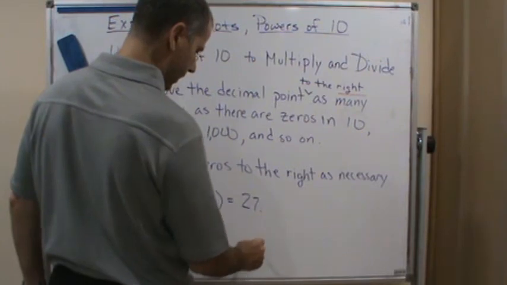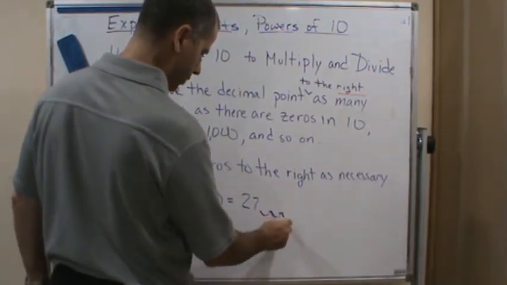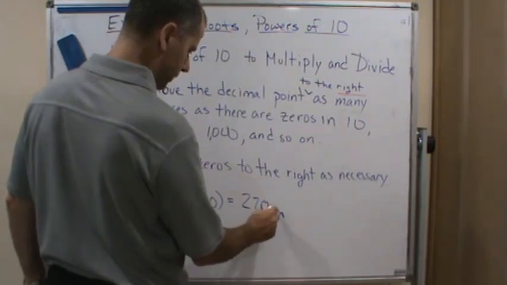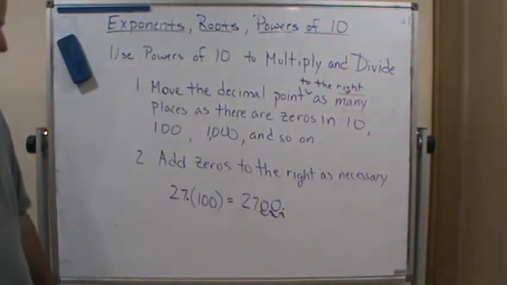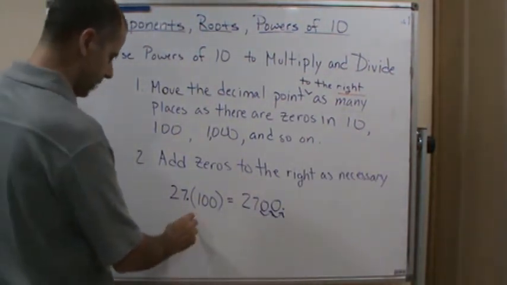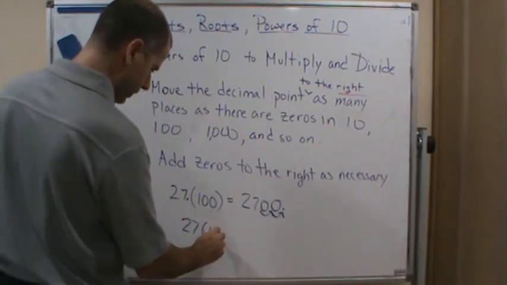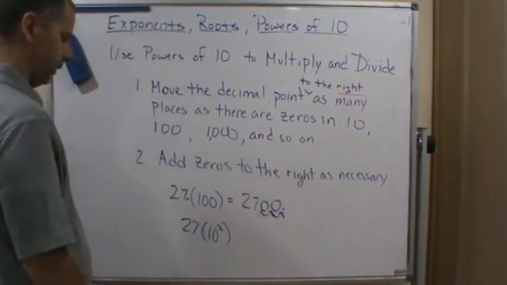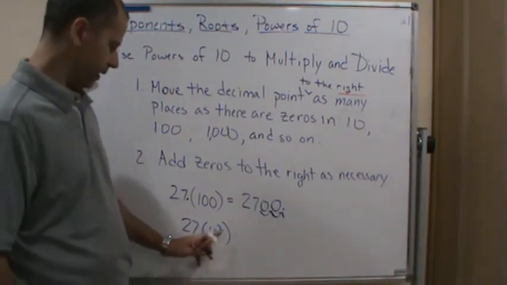And then we're going to move the decimal point 1, 2. And then we put a 0 here and a 0 here. And it becomes 2,700. And the reason is because this is the same as 27 times 10 squared, right? And so we're multiplying by 10 twice.